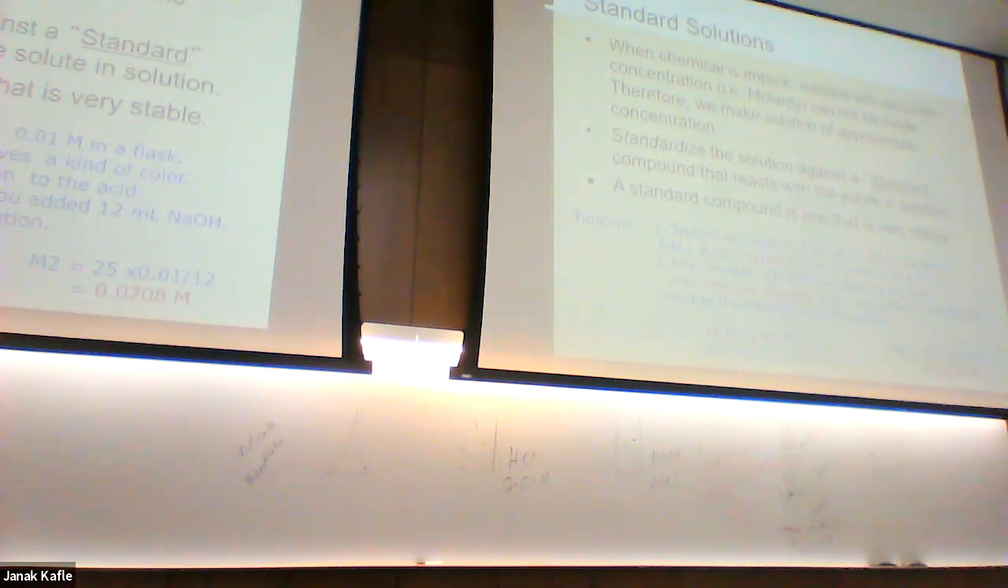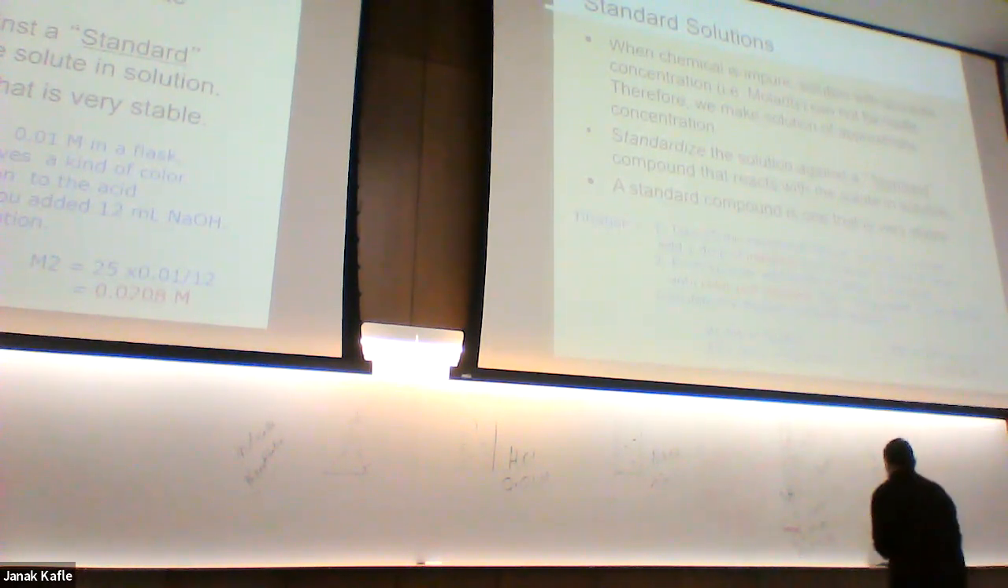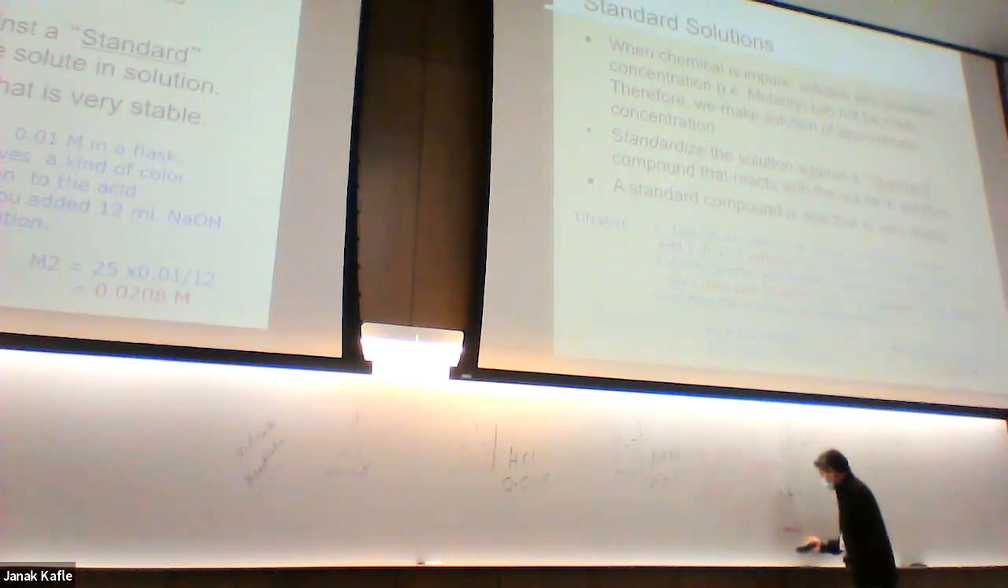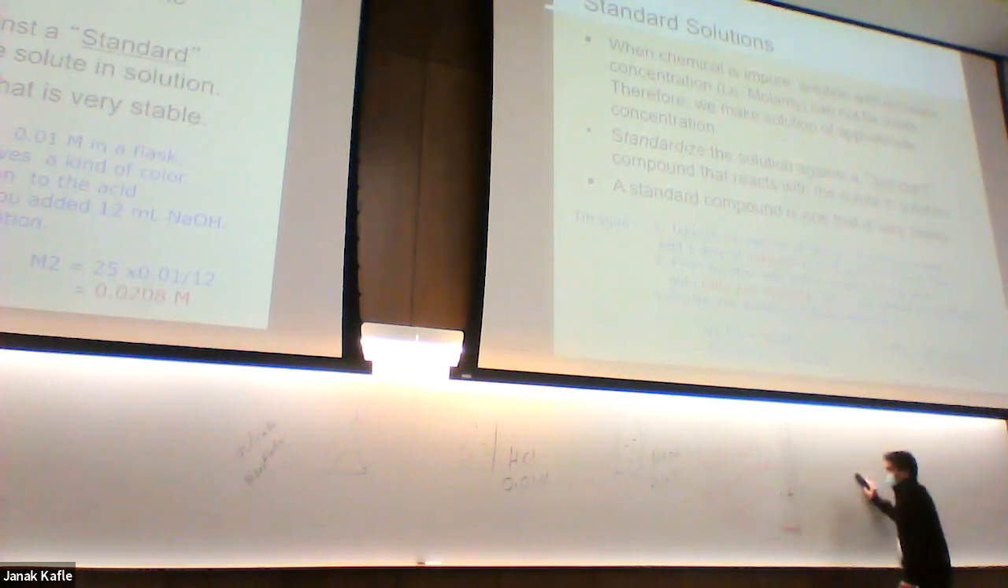Easy. Good. So we just turn the color, look at the volume, and use V1 multiplied by M1 is equal to V2 multiplied by M2, and calculate that. So we will do this in the lab next week. So let's do some problems here.